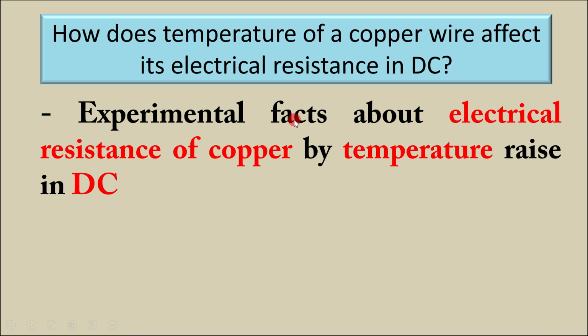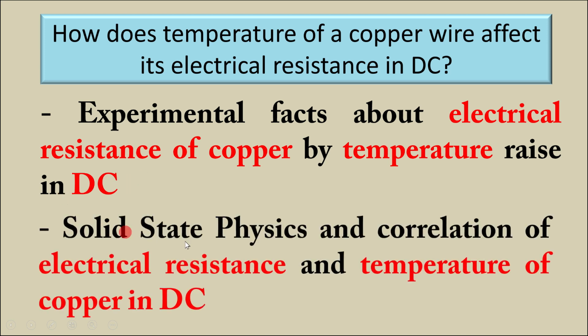Do not write experimental facts about electrical resistance. It's general. We are not talking about electrical resistance in general. This essay is about copper and the effect of temperature on copper, and also in DC. So please be focused. The other subtopic may be solid state physics, theoretically, and the correlation of electrical resistance again and temperature of copper in DC. As you see in the second subtopic, you are supporting your argumentation with theoretical facts. Anyway, we may have more and more subtopics, but they must be all related to your research question.